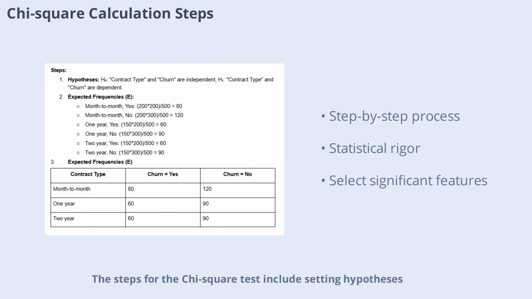Steps for the chi-square test include setting hypotheses, creating a contingency table, calculating expected frequencies, computing the chi-square statistic, determining degrees of freedom, and making a decision based on the critical value or p-value. This systematic approach ensures that only statistically significant features are selected for modeling.